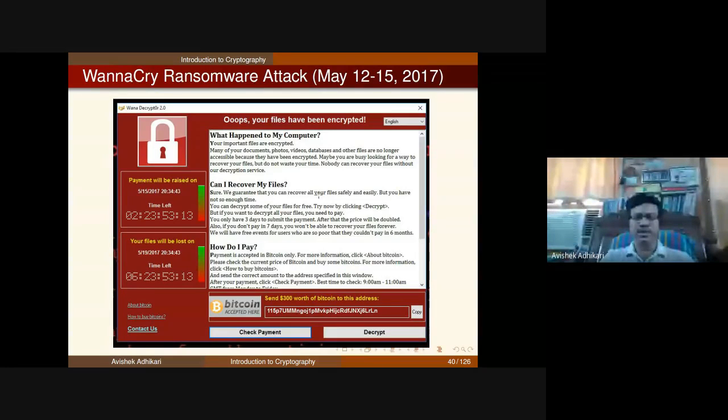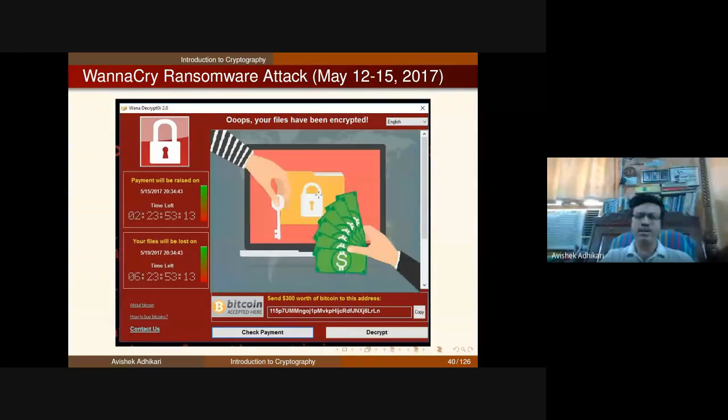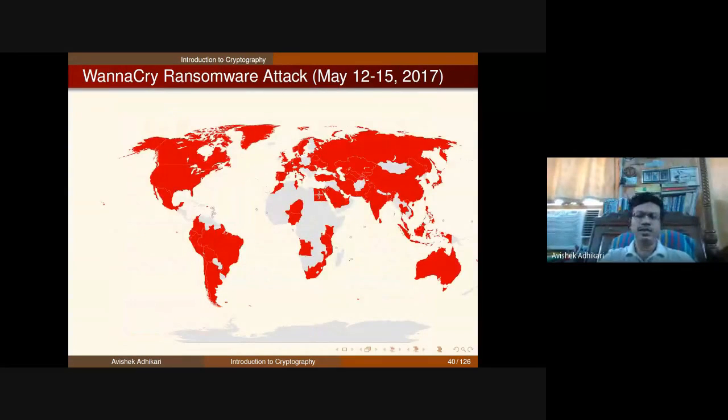That is what happened with most of the multinational companies, and within 4 days, thousands of companies actually gave billions of dollars to the attackers. Only within 4 days, you can see this is like a corona map. The red portion shows where this ransomware attack happened. And it also happened in India.